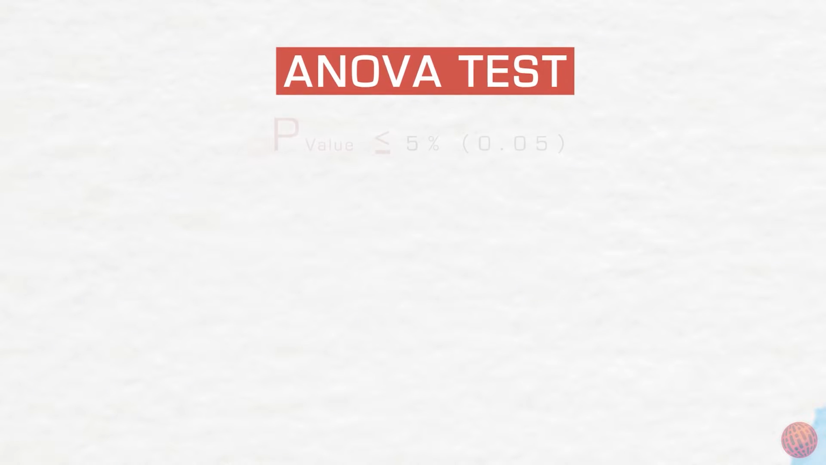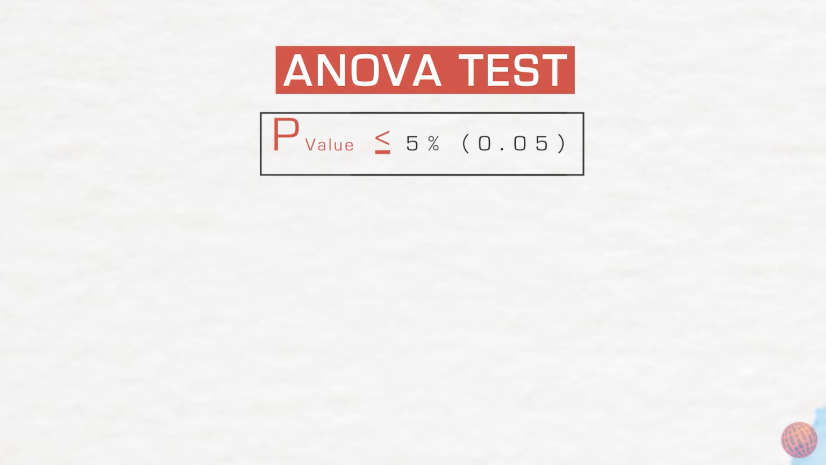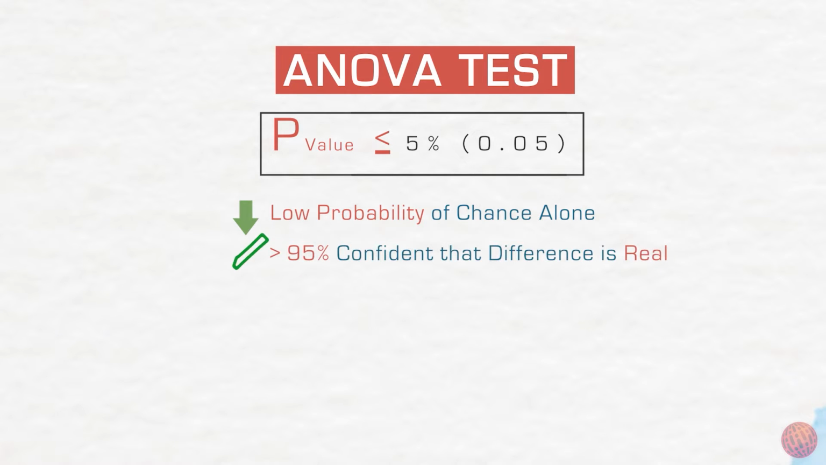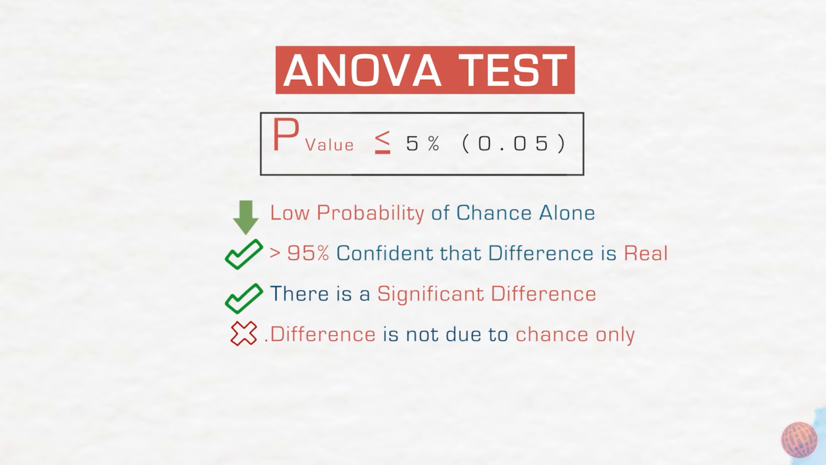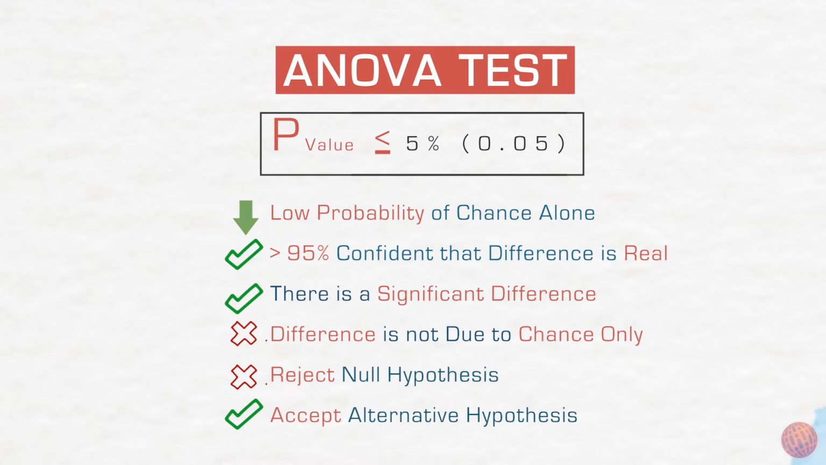Similar to t-test, if the p-value is lower than 5%, which is 0.05, this means that there is low probability that chance alone could produce the difference. This means that we are more than 95% confident that the difference is real and not due to chance only. So we can conclude that the difference between the 3 groups is significant and not due to chance only, and accordingly, we reject the null hypothesis and accept the alternative hypothesis.